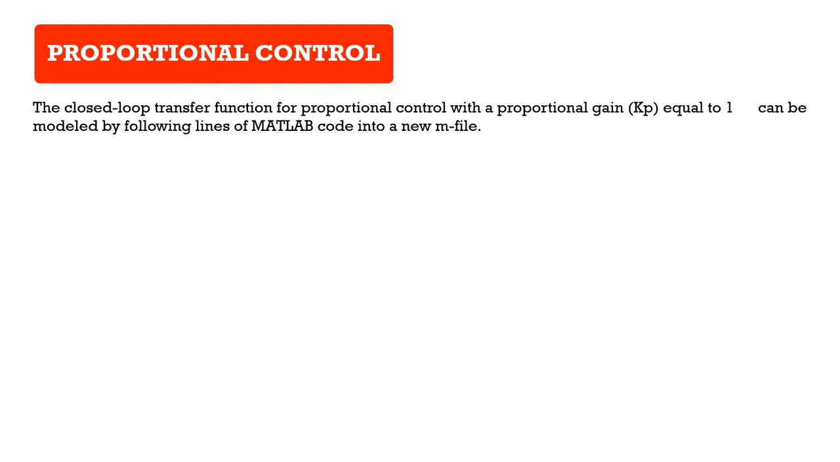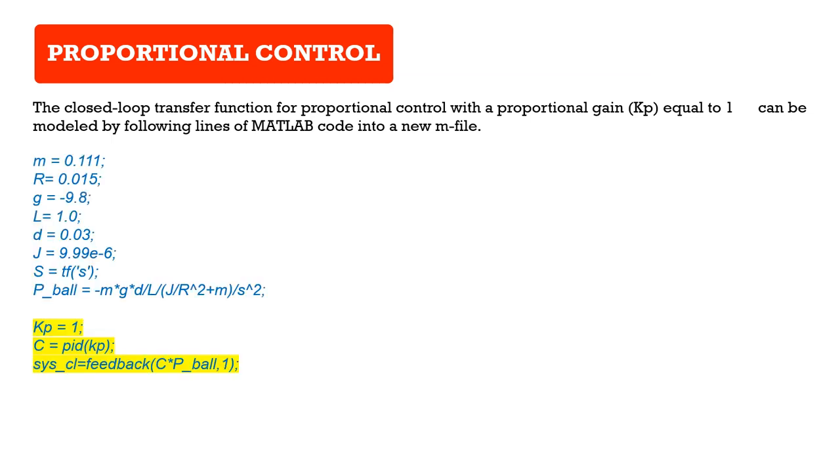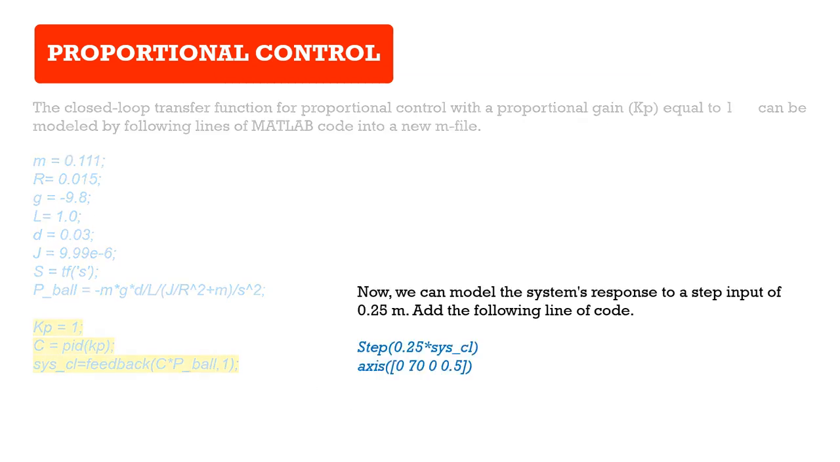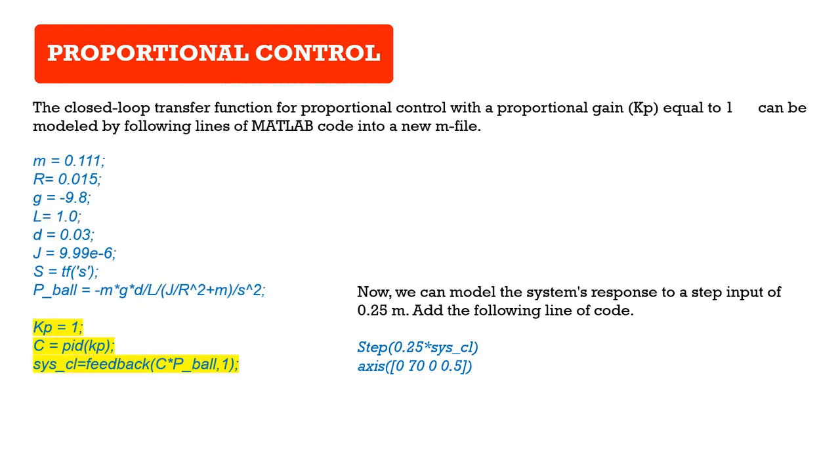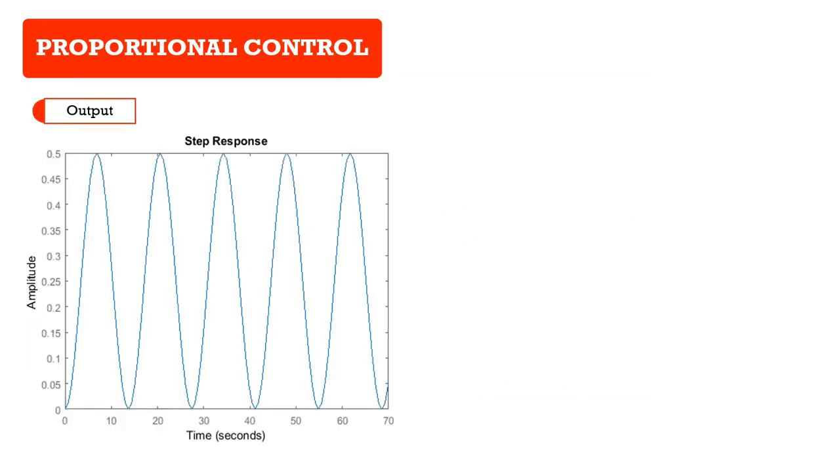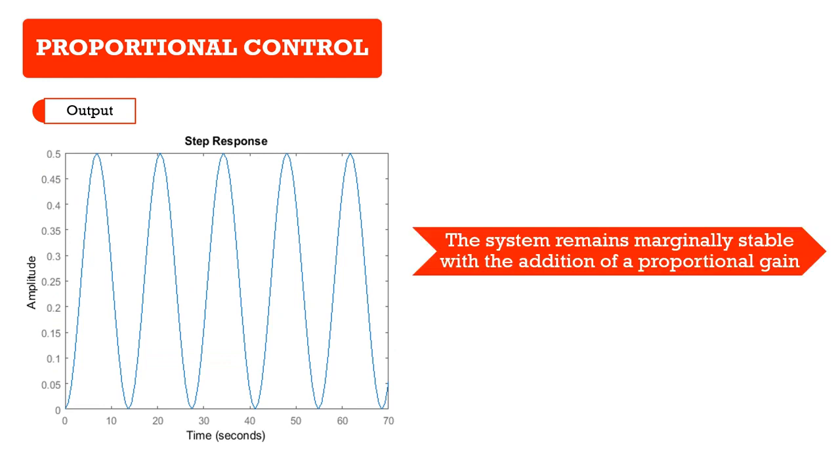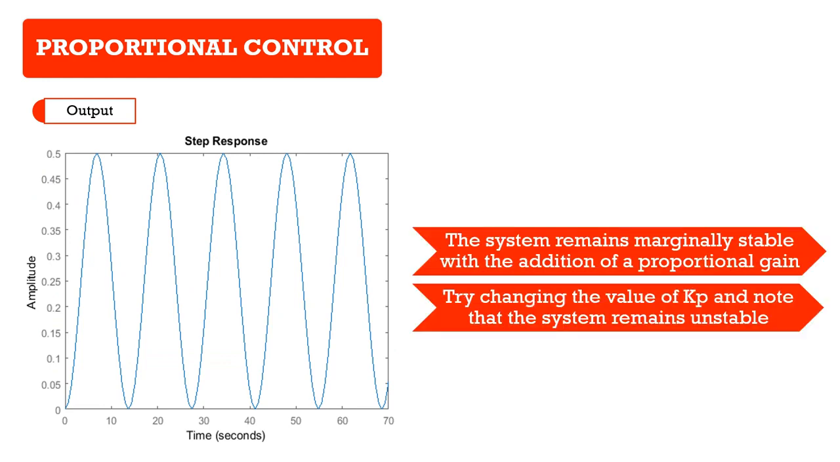The closed loop transfer function for proportional control with a proportional gain equal to 1 can be modeled by the following lines of MATLAB code in a new M file. These are the MATLAB code. Now we can model the system's response to a step input of 0.25 m. Add the following lines of code into this MATLAB code. As you can see, the system remains marginally stable with the addition of a proportional gain. Try changing the value of Kp and note the system remains unstable.